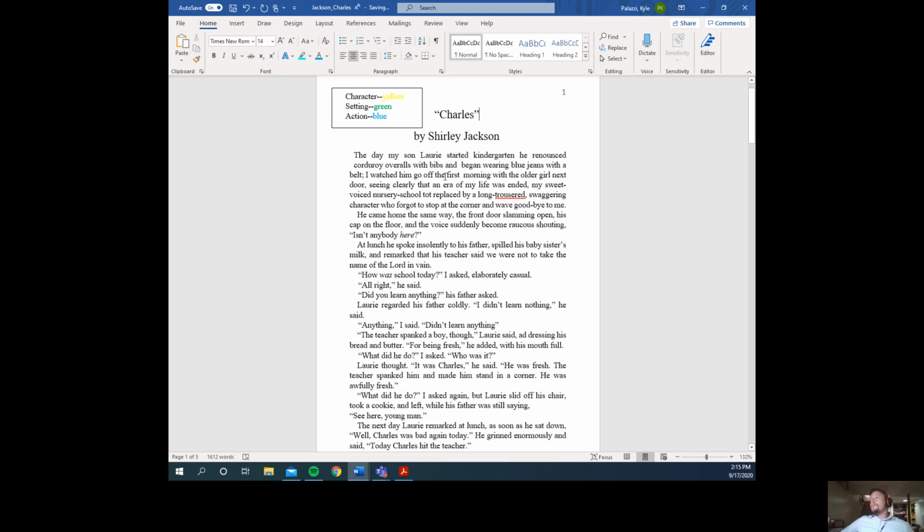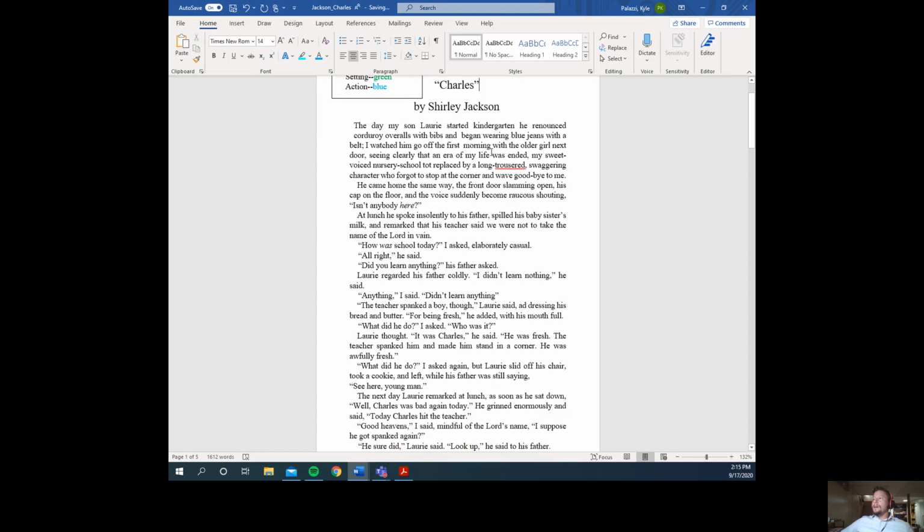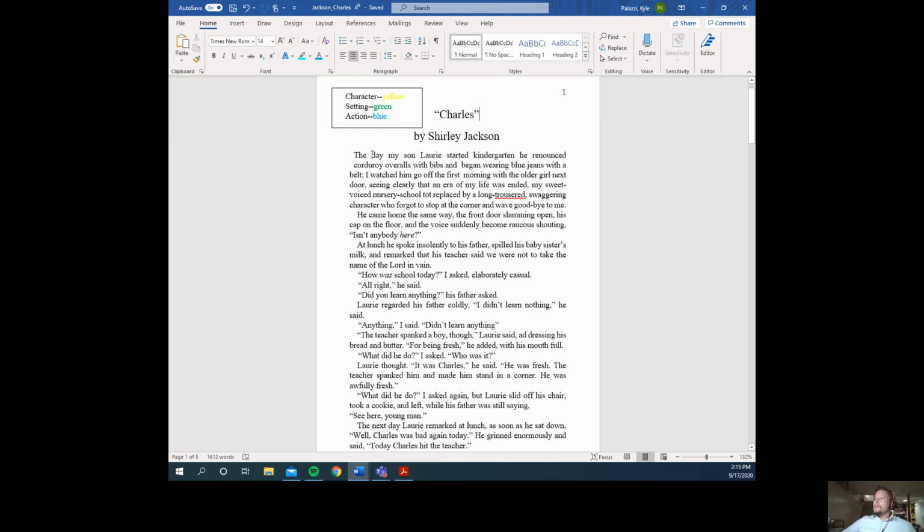I'm going to read through the first page, maybe half a page to a page, and as I read, I'm going to demonstrate the way that I would like you to annotate. So this is Charles by Shirley Jackson.